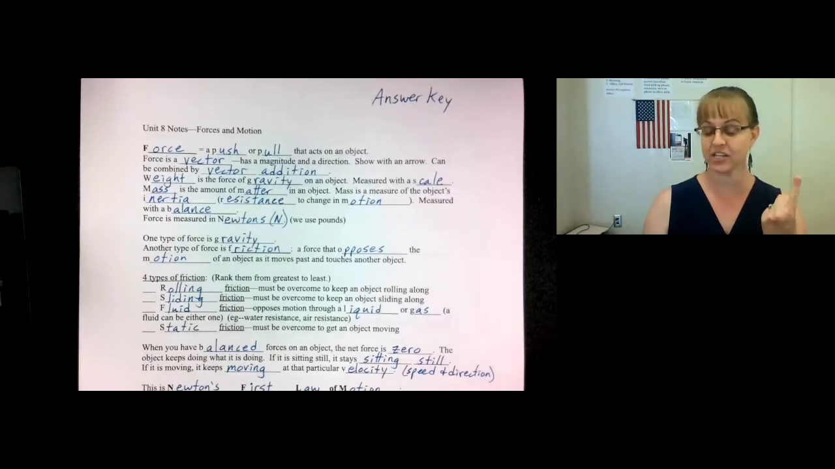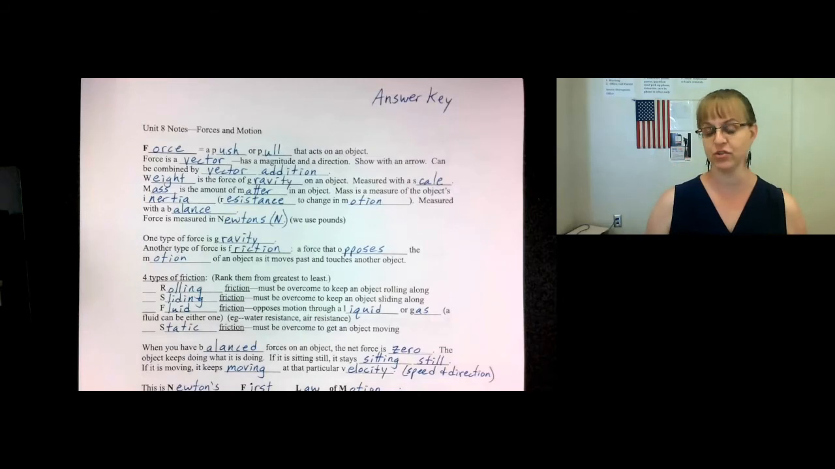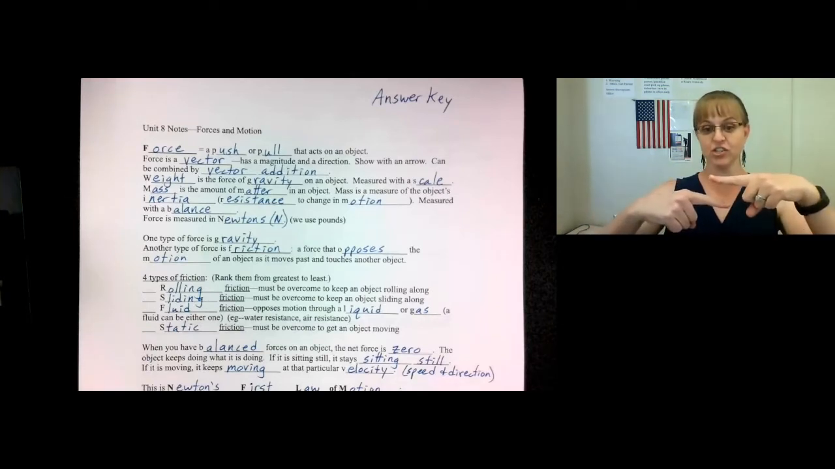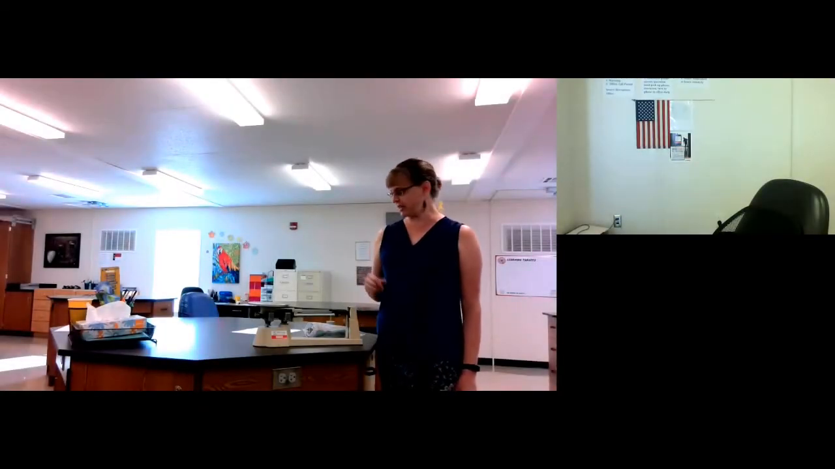So it has a magnitude, an amount, how big the force is, and the force is always exerted in some certain direction. If you push the chair away from you is your direction. You can show this direction with an arrow. Also, since forces are vectors, they can be combined by vector addition. Remember, that means if the forces are in the same direction, you add them, and if they're in opposite directions, you subtract them.